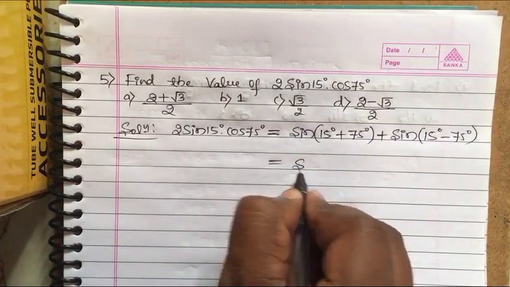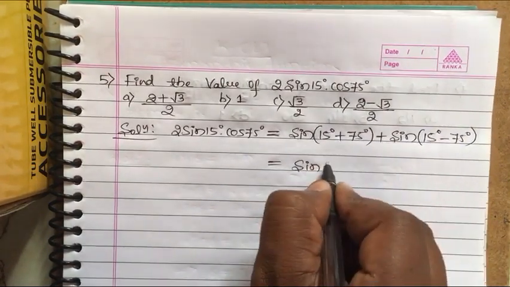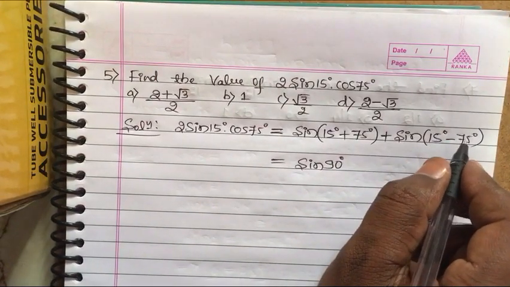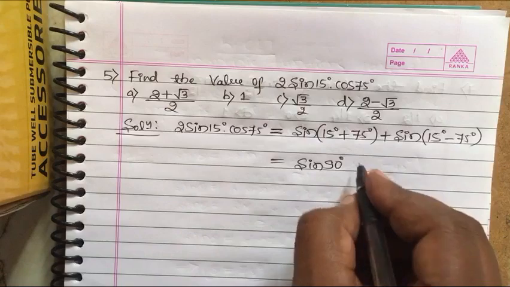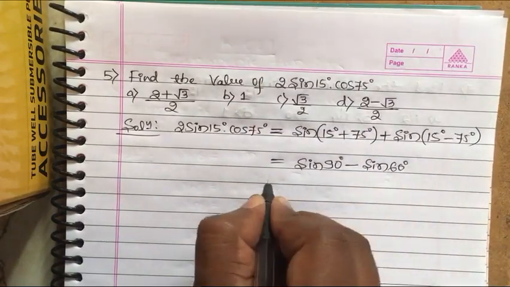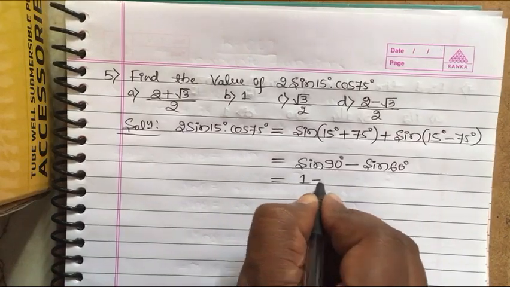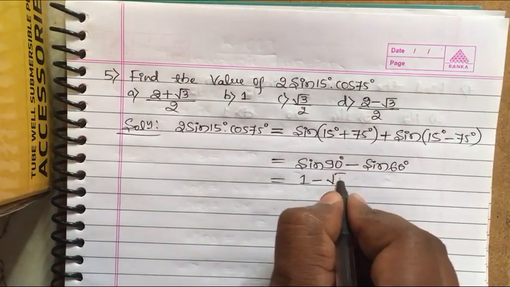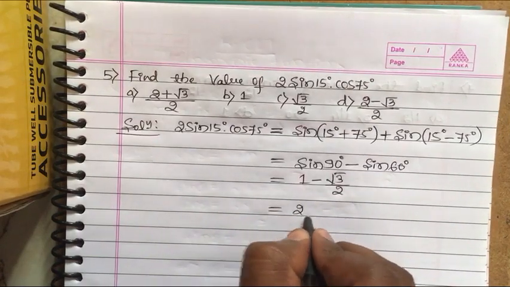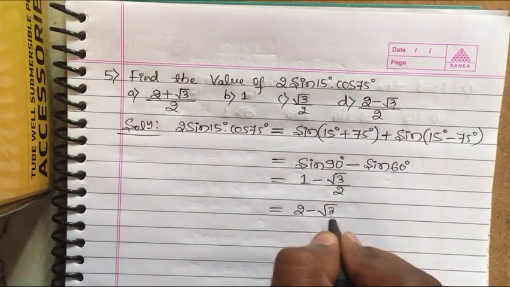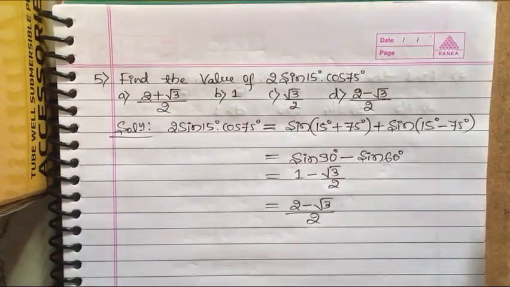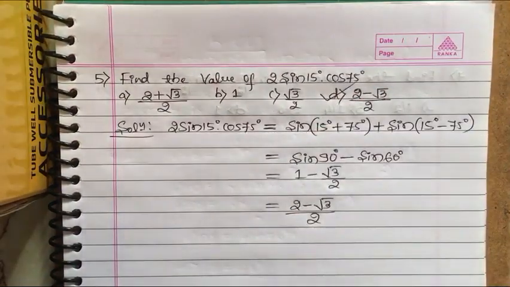So, add these two, we get 90 degrees. Then 15 minus 75 will be minus 60. Sine of minus 60 will be minus sine 60 degree. Sine 90 degree is 1, minus sine 60 degree, it is root 3 by 2. Take the LCM, 2 will be multiplied with 1. We get 2 minus root 3 whole divided by 2. Hence the correct answer is option D.